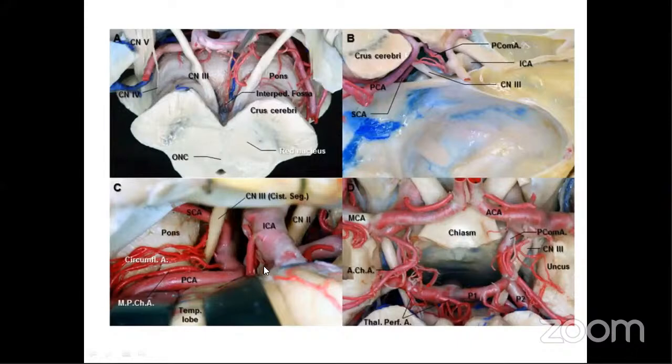Then in the next picture, this is a lateral view where the temporal lobe is retracted. We can see again the same thing demonstrated: this is cranial nerve 3, the oculomotor nerve. Below it we can see the superior cerebellar artery and here the posterior cerebral artery with ICA and cranial nerve 2 as well. Then again, the same thing was demonstrated in this picture as well, so I'm going to skip it.